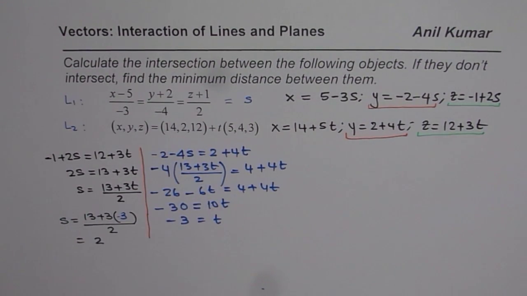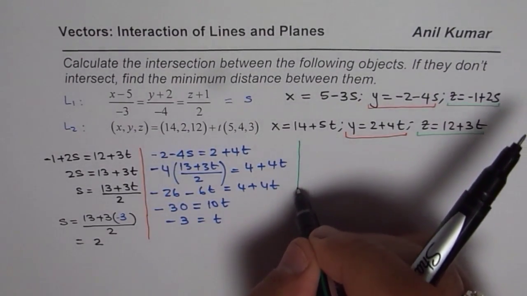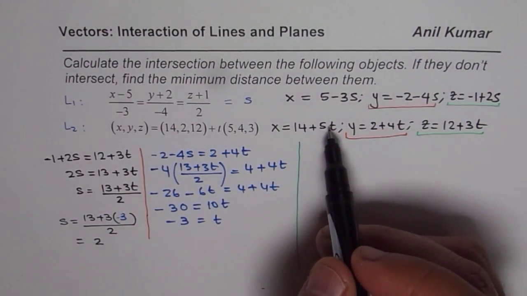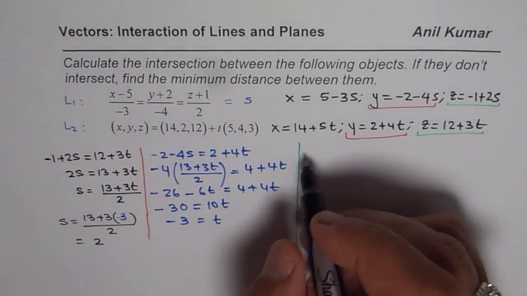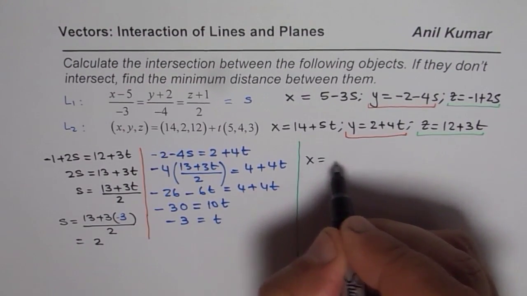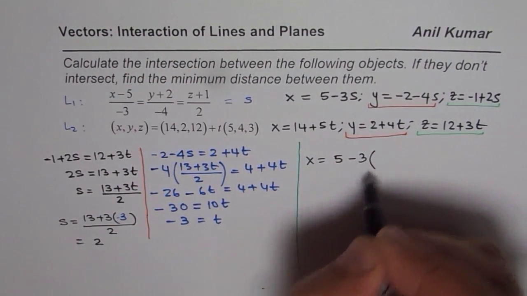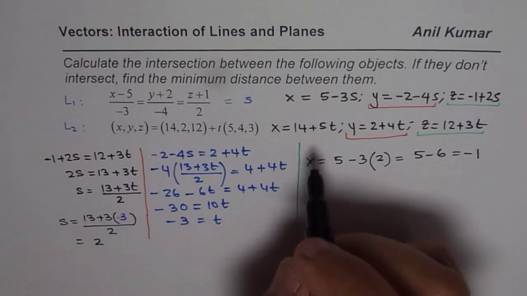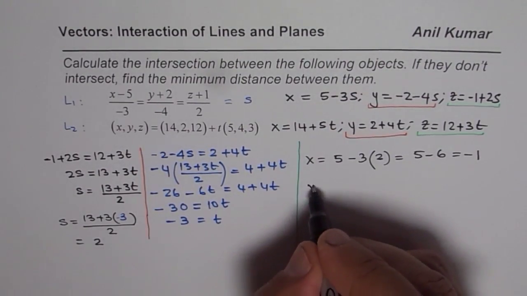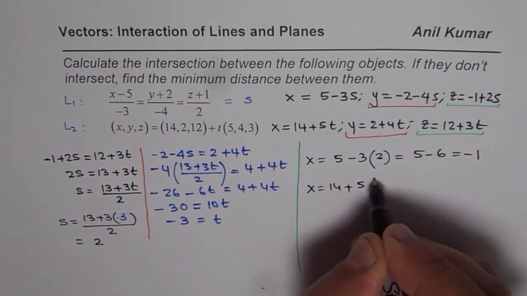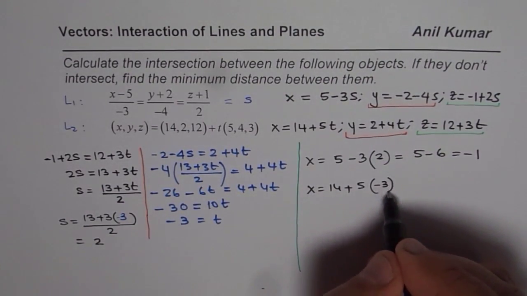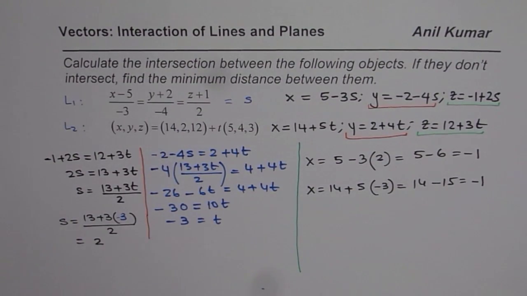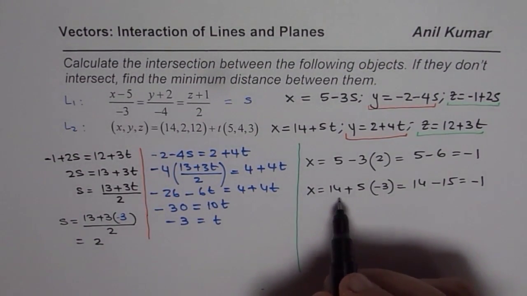Now once we know these values, we can find x also. Let us find x using both the values, and if you get the same value, then it is a point of intersection, otherwise they don't intersect. So we get x equals to 5 minus 3 times s, which is 2, so it is 5 minus 6, which is minus 1. Let us substitute in the second equation also. We get x equals to 14 plus 5 times t, which is minus 3, so we have 14 minus 15, which is also minus 1. Since you get the same value with both, that means it works.